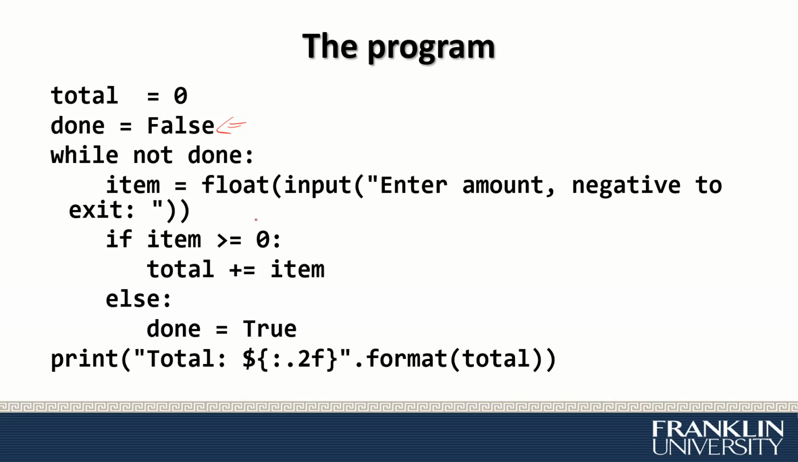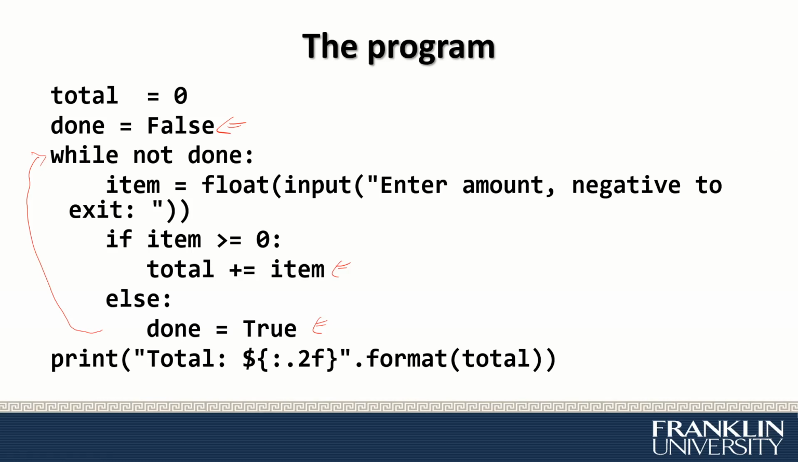The item equals float input, so I prompt the user for input, and if the item is greater than or equal to 0, then I increment the accumulator. Otherwise, I set done to true. When you set done to true, say the user enters -1, the next time you execute the loop, while not done, while not true, which is false, the loop terminates, and then I will have the total.